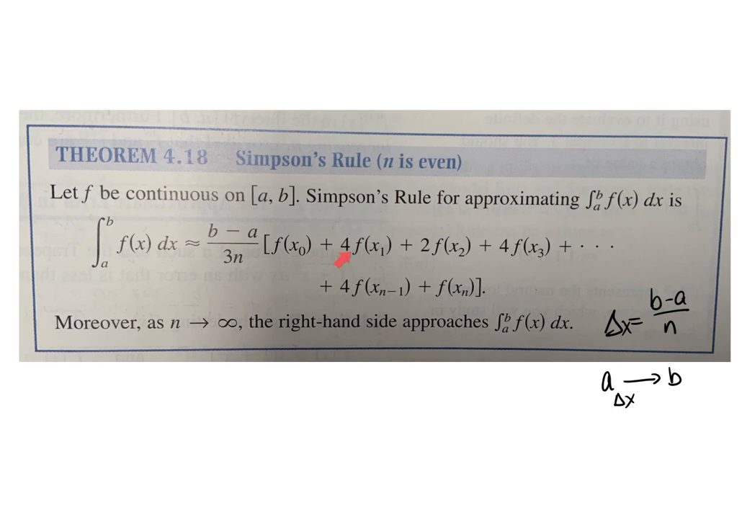However, for Simpson's rule, you alternate. You start with 4, then go to 2, then go to 4, then go to 2, then go to 4, then go to 2, back and forth, until the last one, you don't have one, okay? So instead of trapezoid, where you use 2's for all the middle ones, for Simpson's rule, you alternate between 4, 2, 4, 2, 4, 2 when you're multiplying them, all right?